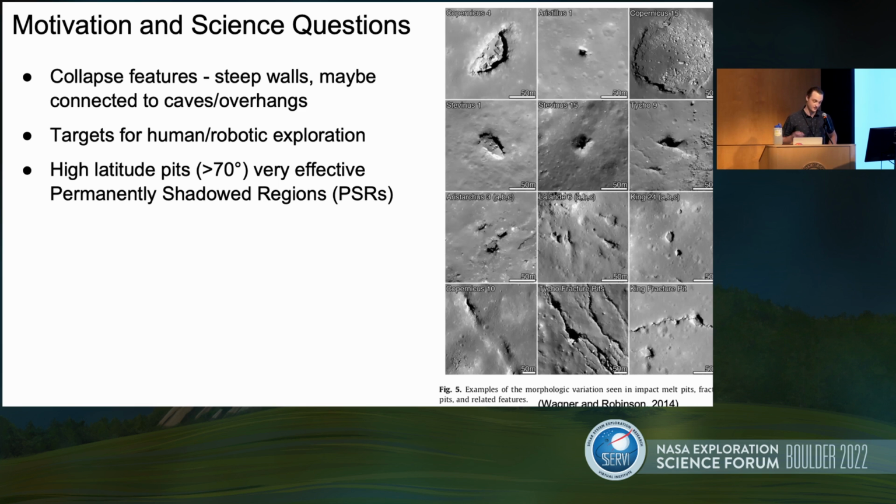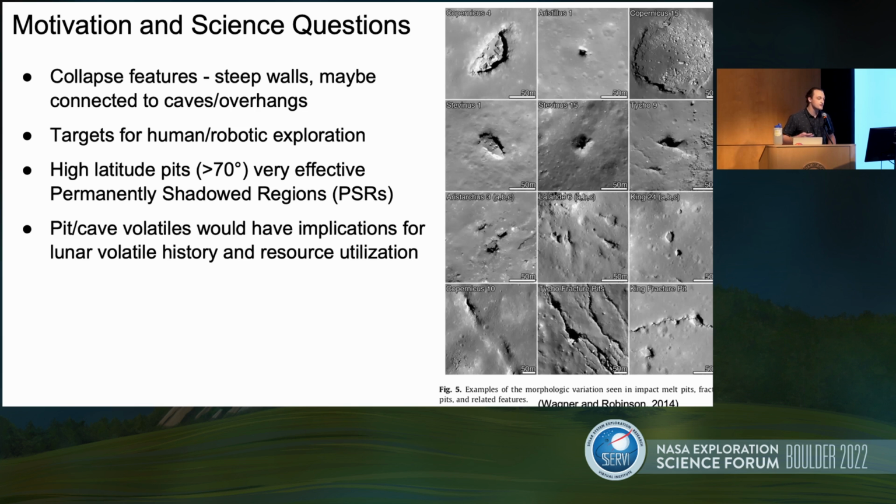As many of us are familiar with, some PSRs can be cold enough to allow water ice to be thermally stable on billion-year timescales. So if volatiles existed in these pit and cave environments, it would have a lot of interesting implications for the history of volatiles on the moon, as well as potential resource utilization aspects.